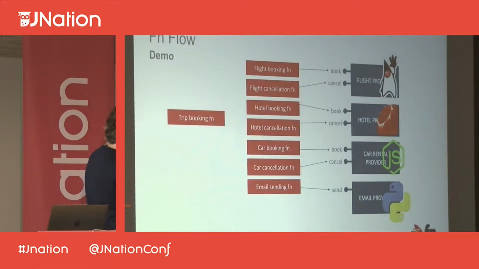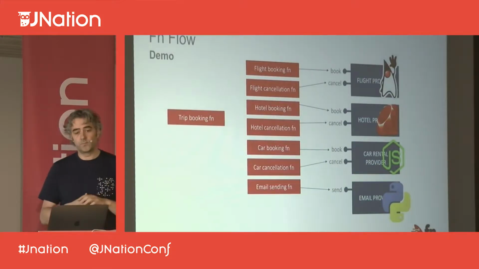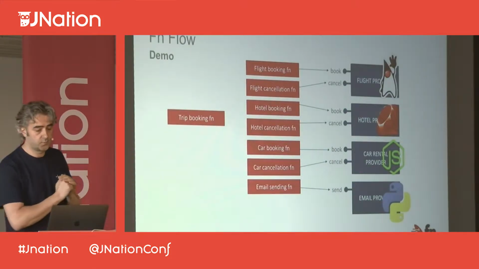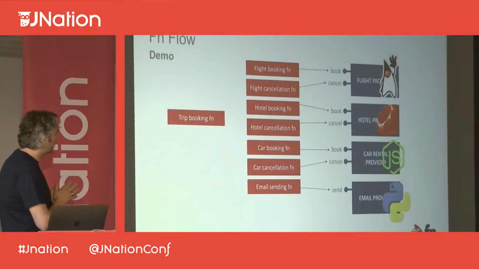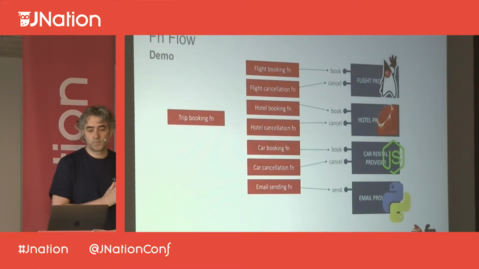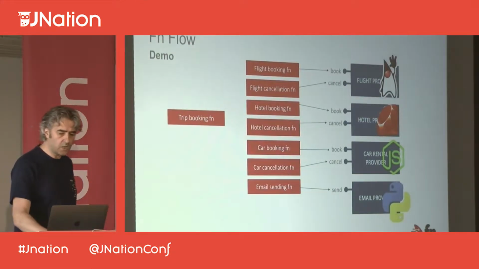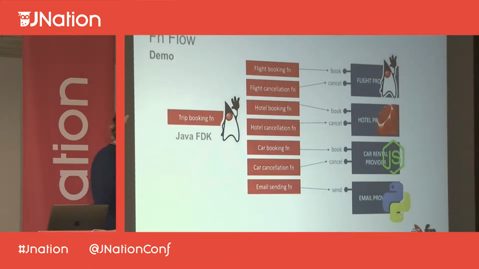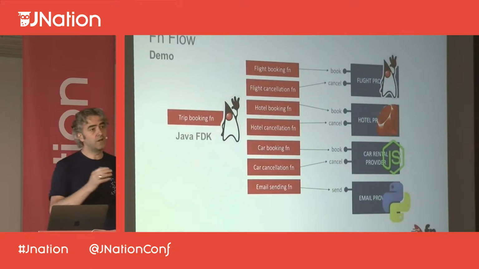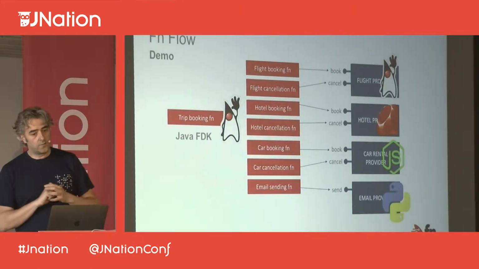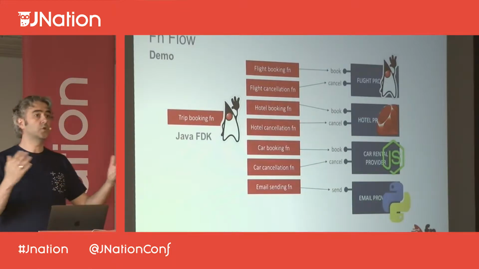For that, I'm using multiple backend services, which are written using FN functions. One is written using Java. The hotel one is written using Ruby. The car rental service is written using JavaScript, and so on and so on. It doesn't really matter. What we'll focus on is this trip booking function that will have to invoke the multiple functions to book a trip.